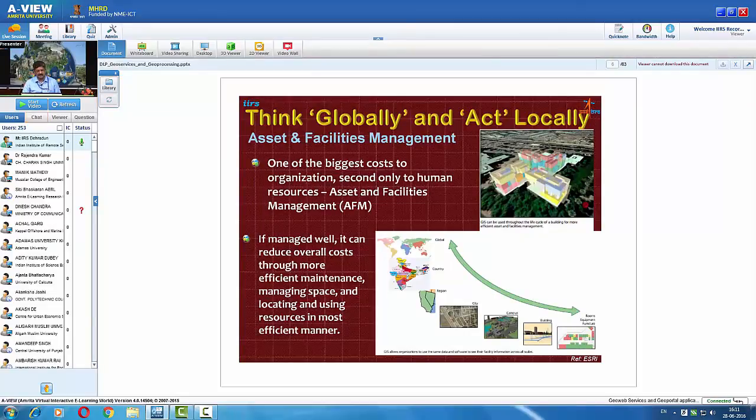Next, human resources. It is the assets and facilities management, which becomes a very important one for many of the organizations as well as industries and so on. So this is one of the areas where if it is properly managed, it will reduce the cost as well as provide the most efficient way of maintaining and managing the resources available, including space, or also locating and using the resources in the most effective way.